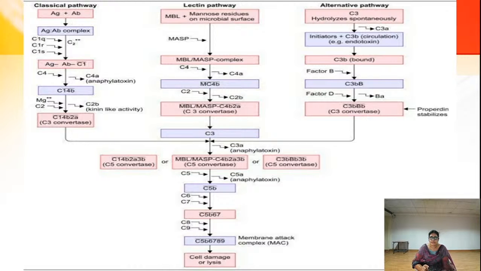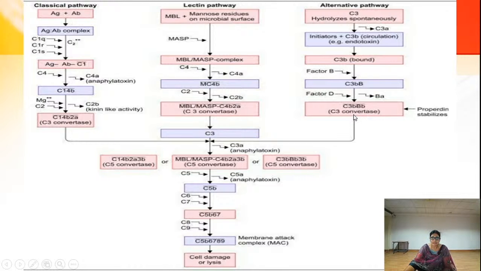So what is the C3 convertase in the alternate pathway? It is C3b, which is the bound one, and B is the factor B, in which Bb is the active form. Ba is released. But this C3bBb complex, the C3 convertase, is very delicate. It has a half-life of only 5 minutes.